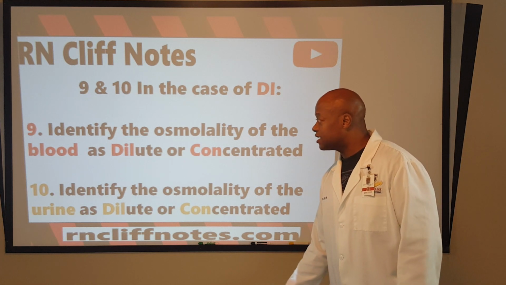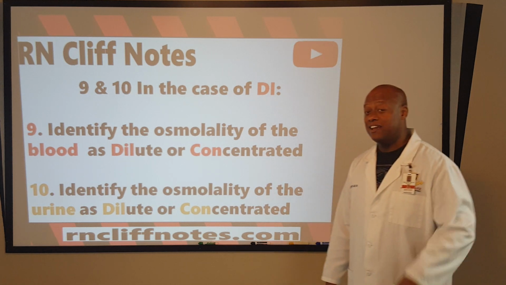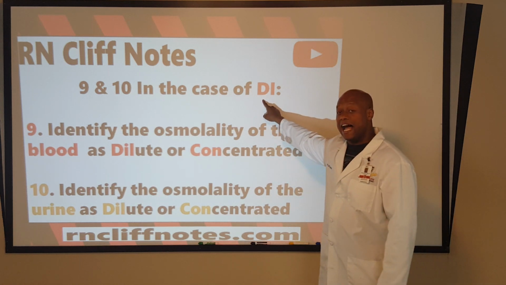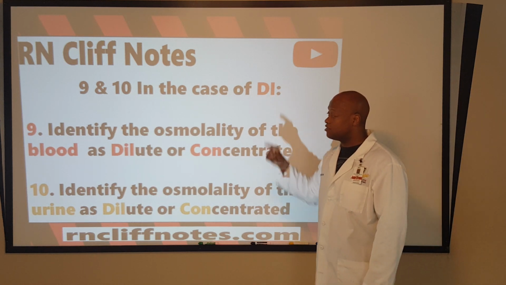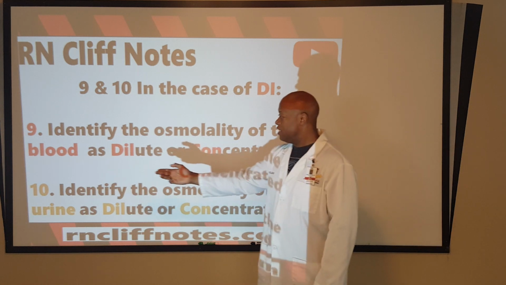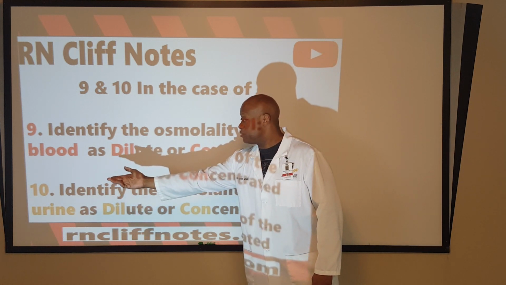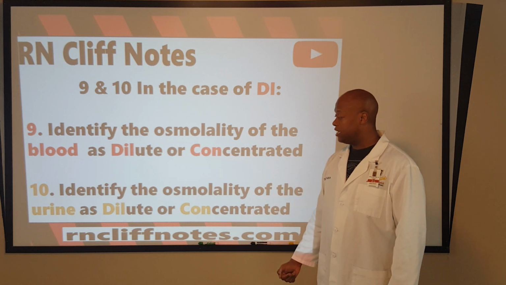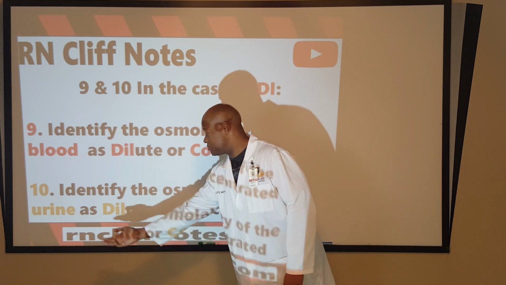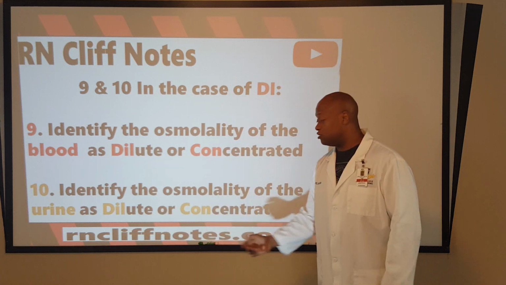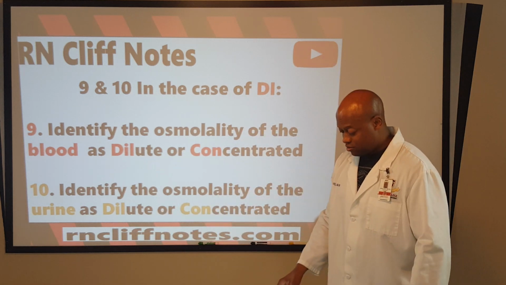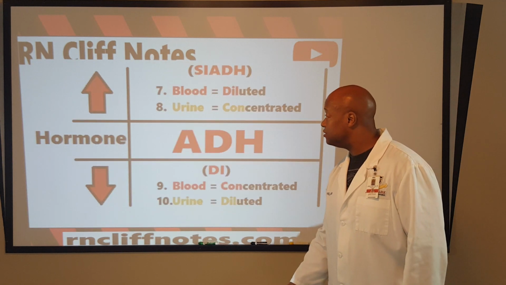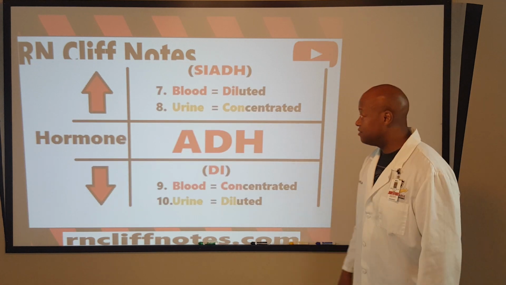All right, now same thing for 9 and 10. But 9 and 10 this time is relative to DI, diabetes insipidus. So this time, if they have diabetes insipidus, will the blood be dilute or concentrated? All right, and also with diabetes insipidus, will the urine be dilute or concentrated? So take your pick, and you should have the following, right?